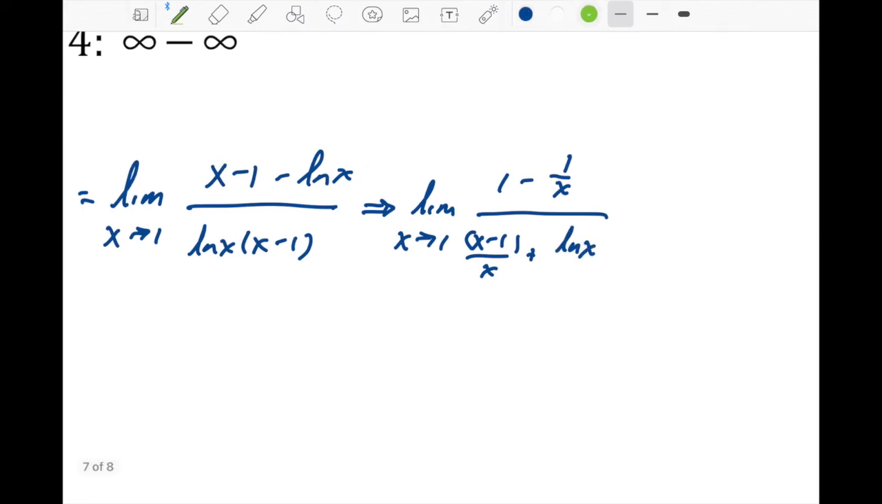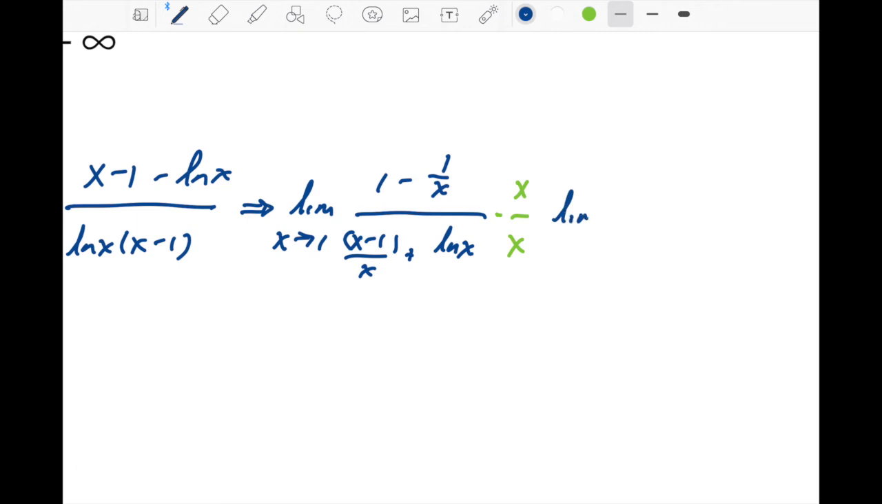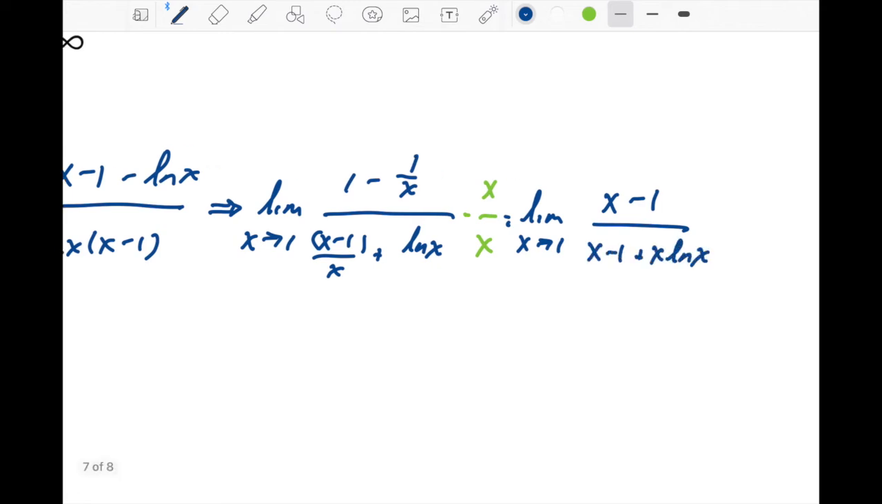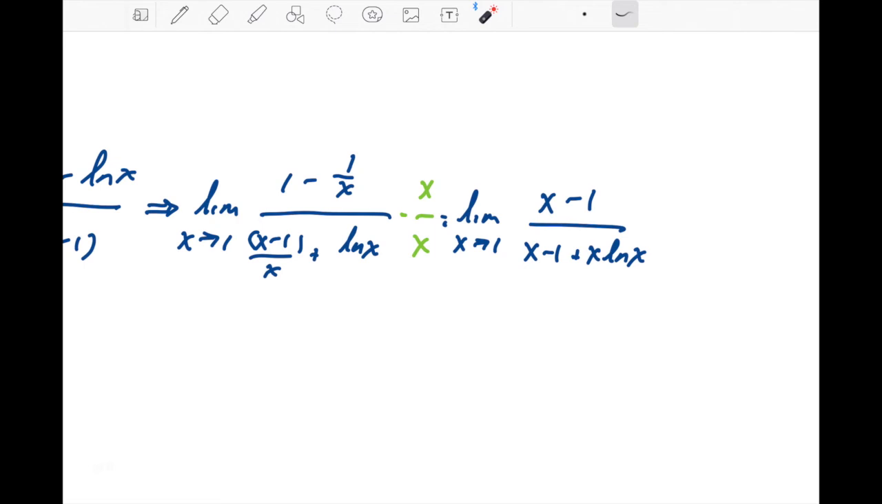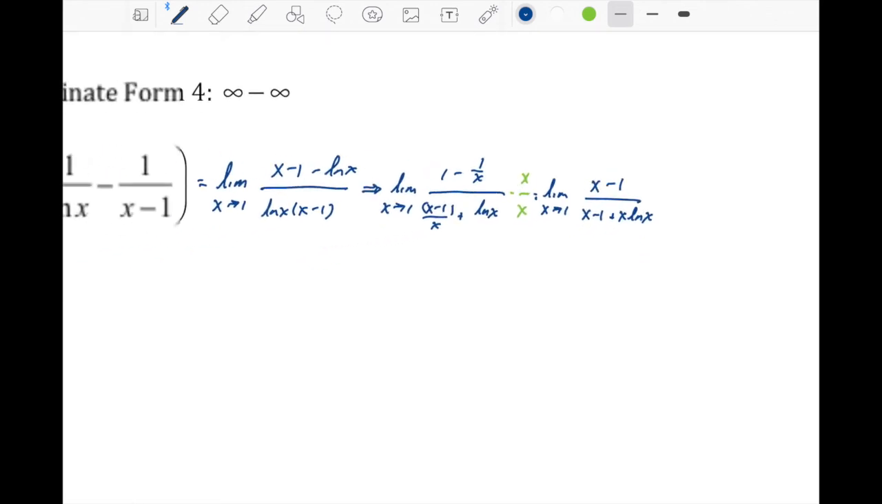Neatening things up, I'm going to manipulate this. I'm going to multiply by x over x. Multiplying by x over x turns this into the limit as x approaches 1 of (x - 1) over (x - 1 + x ln x). We do see that when we plug in 1 by direct substitution, we have 0 over 0 again. Apply L'Hôpital's rule a second time.